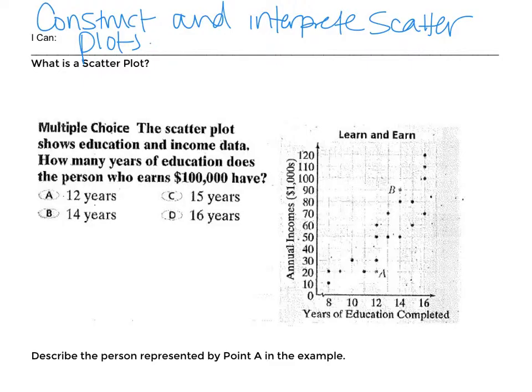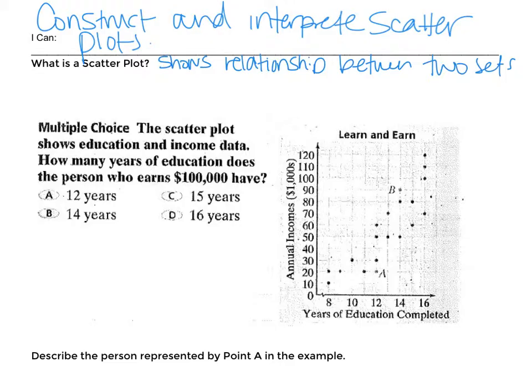Okay, that's a great I can statement, but it doesn't really help us if we don't know what a scatter plot is. If you look right here, that is a scatter plot. In words, let's describe it though. A scatter plot shows a relationship between two sets of data.